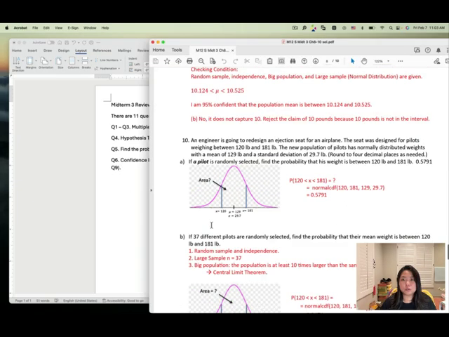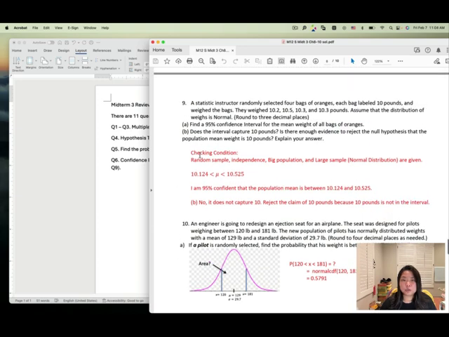Okay, so question 9 here. Make sure you check the condition to see if you could apply the central limit theorem. And then you're going to use your calculator to construct the confidence interval and then draw the conclusion. Okay, if they have a part B, you're going to answer questions regarding your confidence interval.